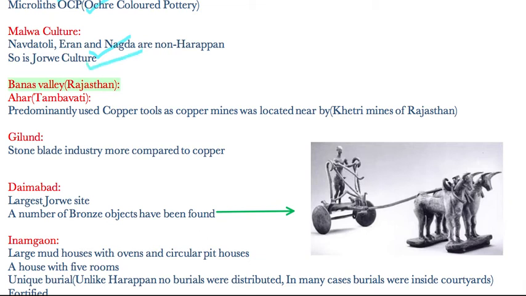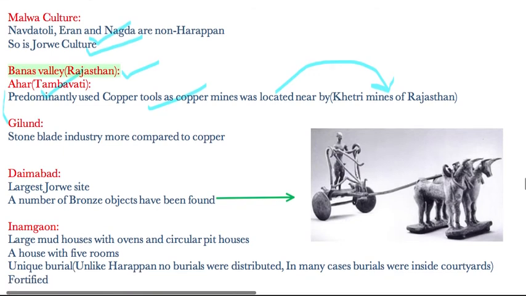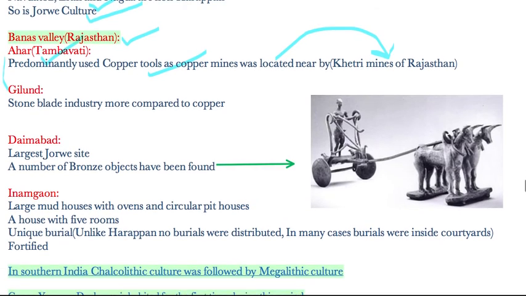Then we come to the Banas Valley in Rajasthan. Here two sites are there, Ahar and Gilund. Ahar was basically named Tambavati previously. As you know, Tamba means copper. So predominantly copper was used to make tools here, and this site was located very near to the Khetri mines in Rajasthan, and that is why copper was available in abundance and it was used. But the story of Gilund is different. The stone blade industry was more prominent compared to copper.